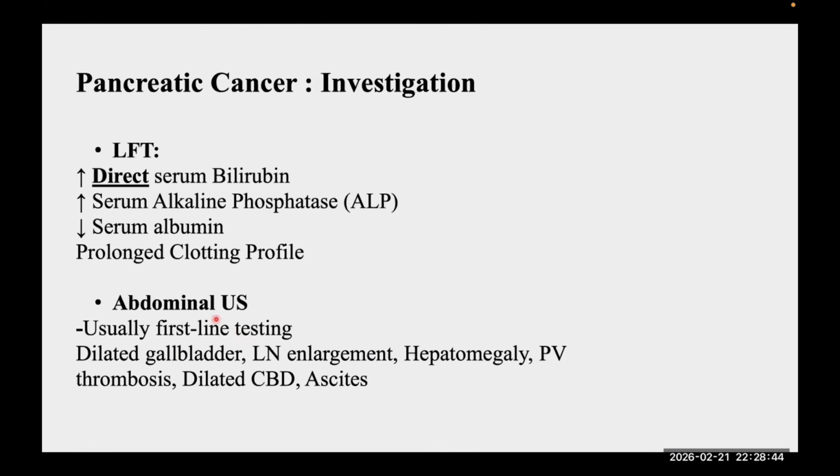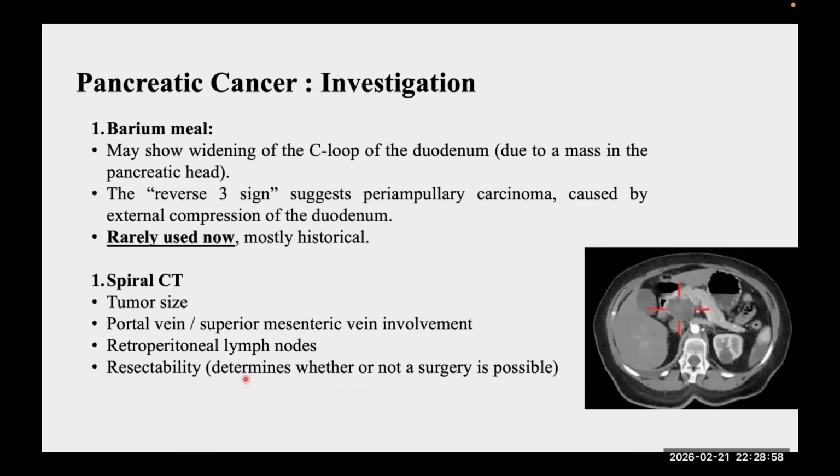What they can see on ultrasound is a dilated gallbladder, lymph node enlargement, hepatomegaly, portal vein thrombosis, dilated common bile duct, ascites. You do not necessarily see all of these, but these are things that can indicate that there's a pancreatic cancer going on.